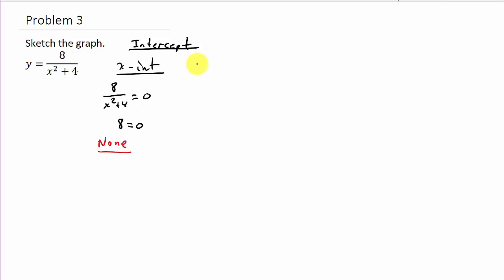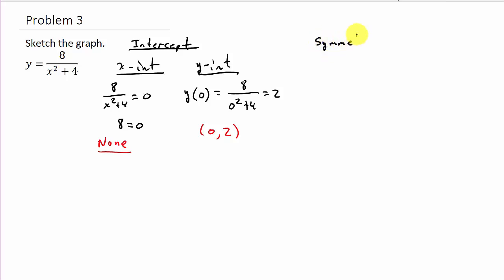All right, so now let's look at the y-intercept. To find the y-intercept, we just evaluate the function at 0. And that equals 2. So our y-intercept is the point (0, 2). All right, so that's the first thing. Now, we've got to look at what? Symmetry.